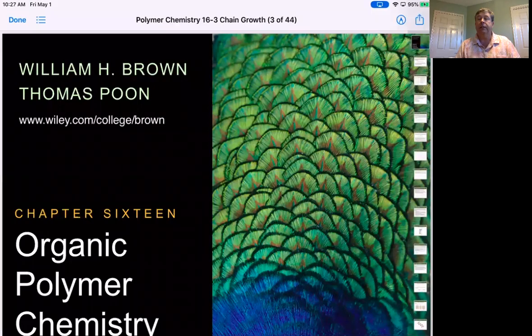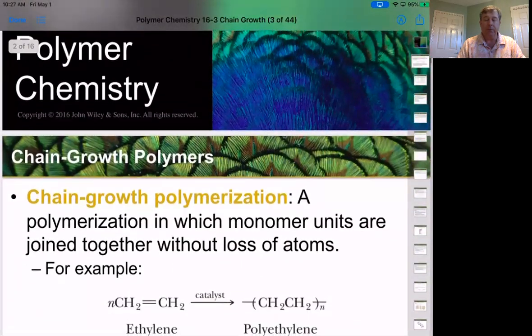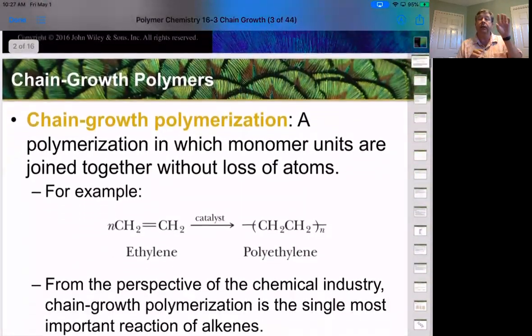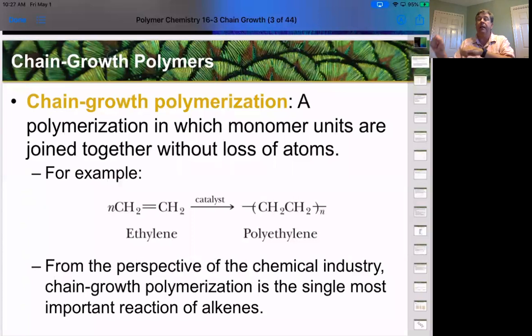Okay, Organic Chemistry 2330. This is part 3 of our chapter 16, Organic Polymer Chemistry. We're going to learn about chain growth polymerization. In step growth polymerization, we learned we had two functional groups and we typically go AB, AB, and usually we extrude something like water or methanol out of the reaction. In chain growth polymerization, we tend to add monomer units together without the loss of any atoms.